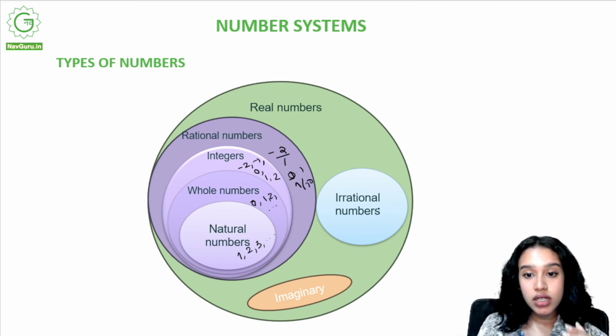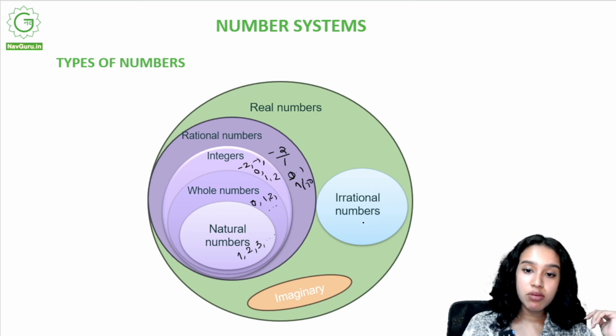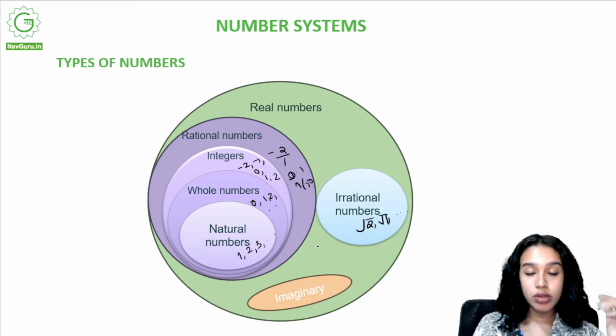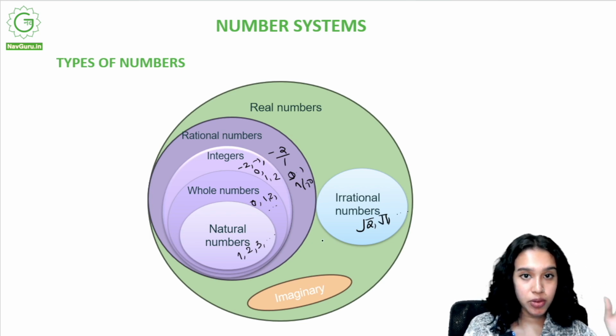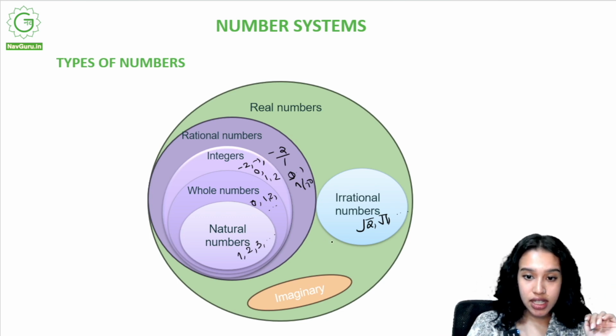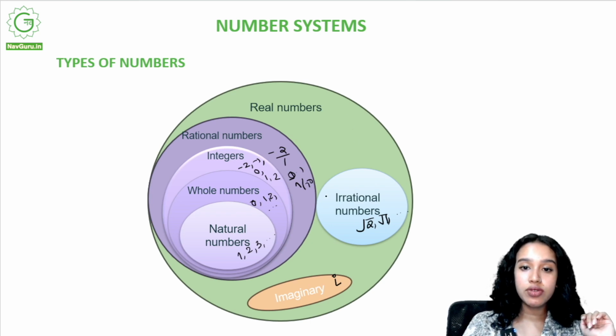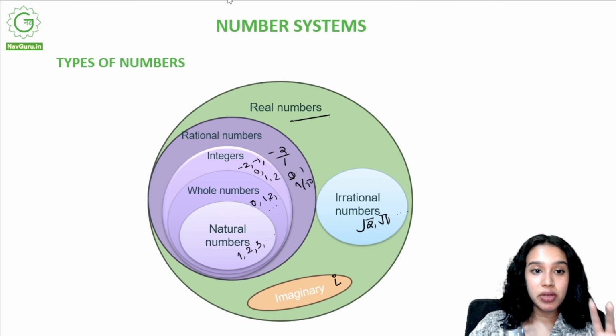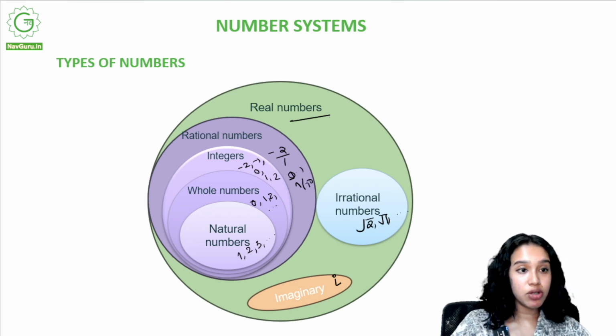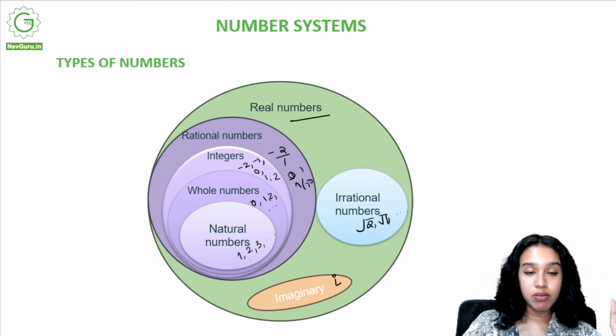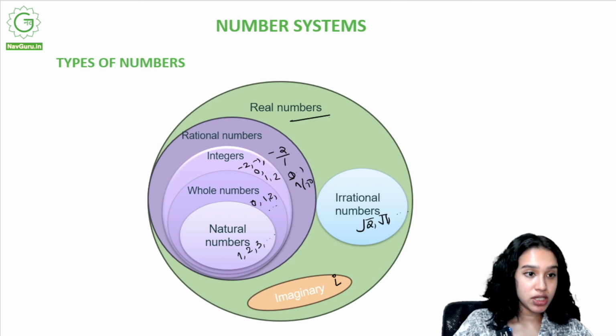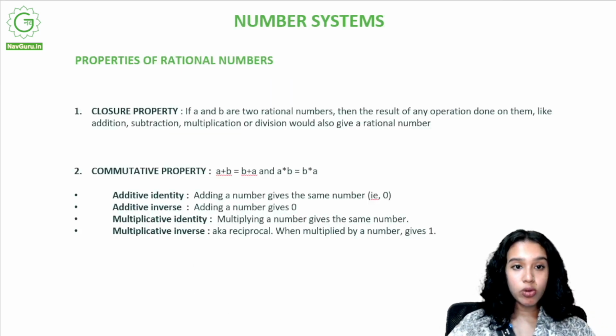Now, let's go on to irrational numbers. Irrational numbers like root 2, pi, etc., which are not expressed in the form of fractions. And then we have imaginary numbers which have i. So all of these are included in real numbers. So from here, it's the end of the types of numbers. These are the types of numbers you have to know about. So now we move on to the properties of rational numbers.